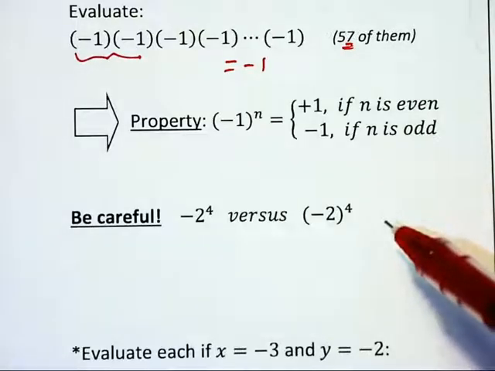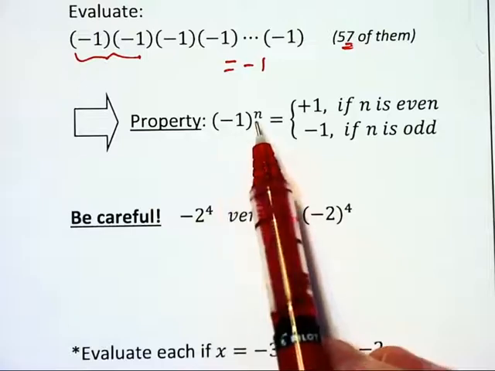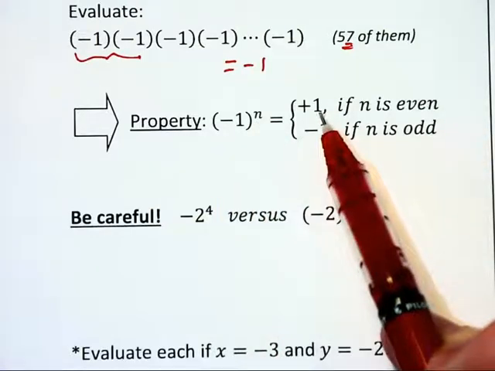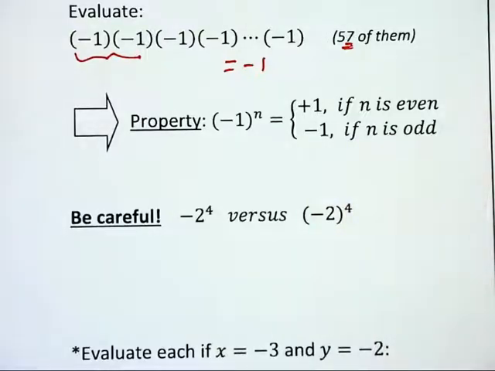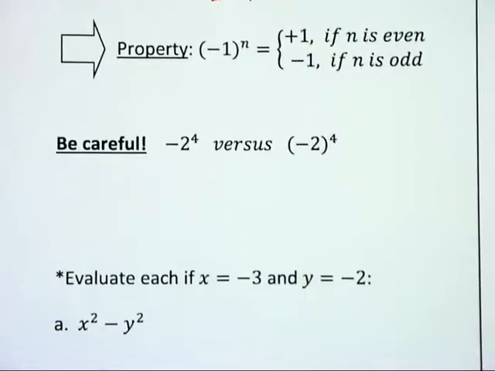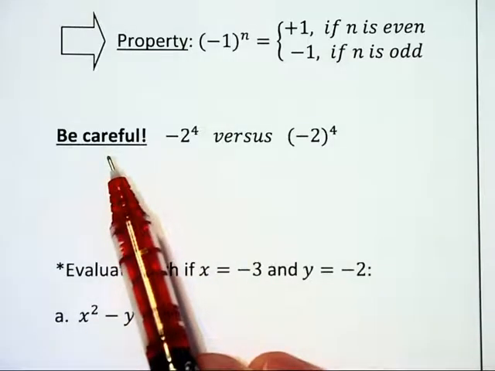And since there's 57 of them, which is an odd number, that tells you the final product will be negative 1. So what I'm saying here in this property is negative 1 raised to the power n will be positive 1 if n is even, or negative 1 if n is odd, which makes total sense, and a lot of people really get that. But this is where we start to have trouble.